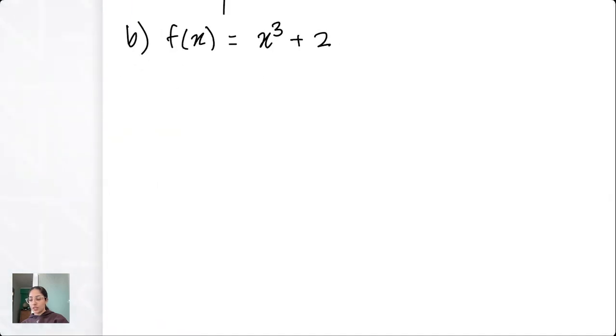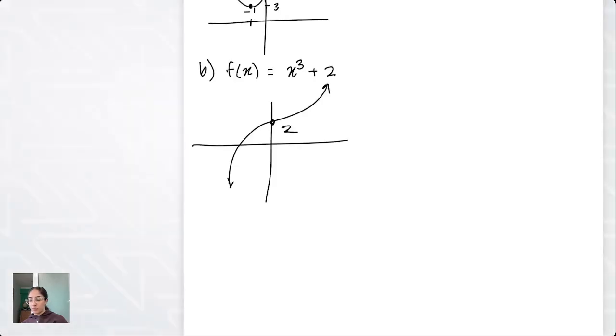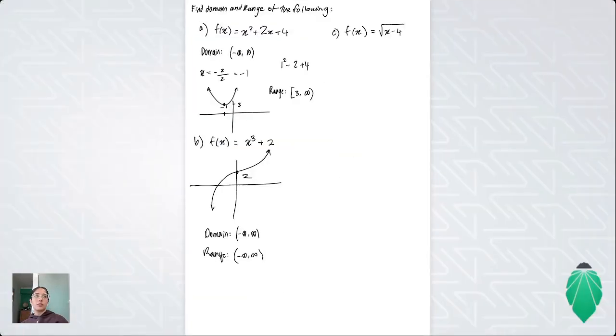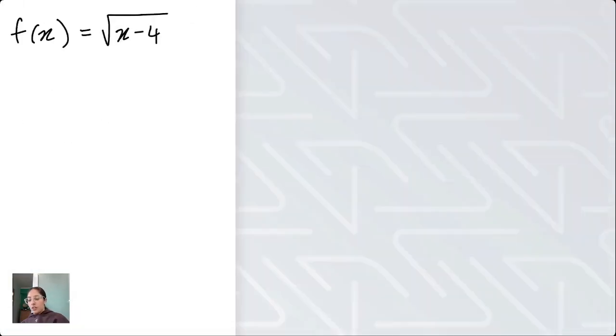The next one, part B. The graph just looks like this, and it's at 2. So I can see both my domain and range are all the numbers. So domain is just negative infinity to infinity, and range is also just negative infinity to infinity. Everybody cool with that one? Ava, you okay with it? Yeah? Okay.